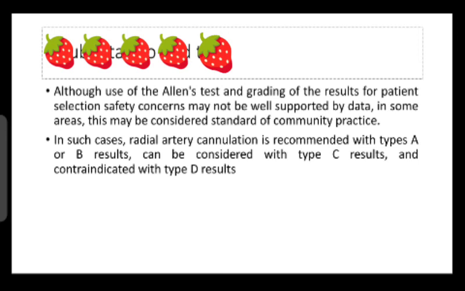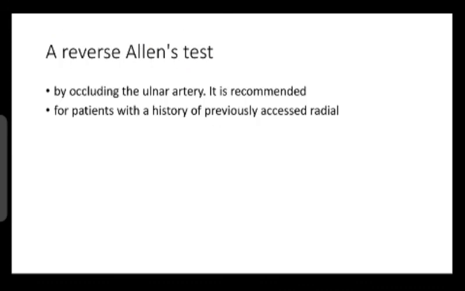Although use of Allen test and grading of the results for patient selection safety concerns may not be well supported by data, in some areas this may be considered standard of community practice. In such cases, radial artery cannulation is recommended with type A and B results, can be considered with type C results and contraindicated with type D results.